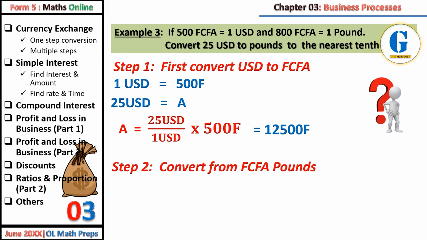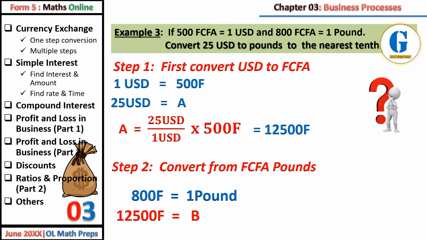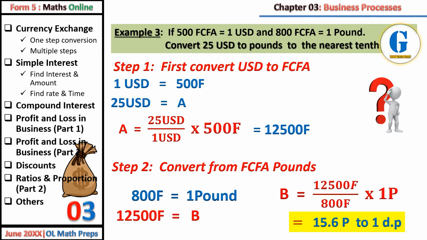The second step now requires us to convert this value from FCFA to pounds. So from the conversion that has been given, 800 francs equals 1 pound. Therefore 12,500 francs will be equal to, let's now call it B, since we used A for the first step. And this gives us a value of B equal to 15.6 pounds. And note, the question said to 1 decimal place, so I've approximated the value to 1 decimal place.